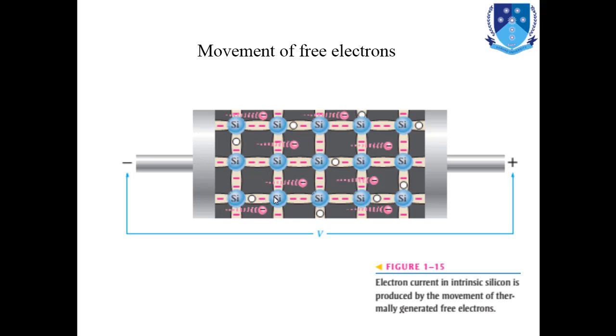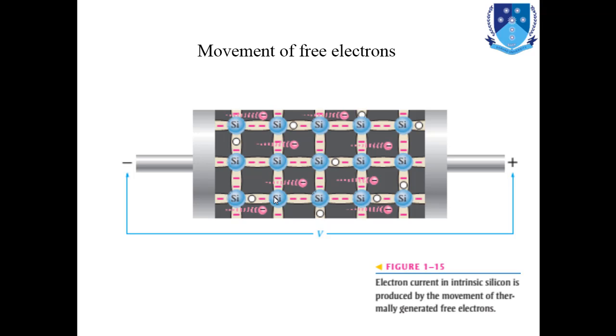In this figure you can see that we have several free electrons which were initially moving or drifting randomly throughout the crystal. When we apply some external voltage source, these free electrons are now directed towards the positive end of the power supply.